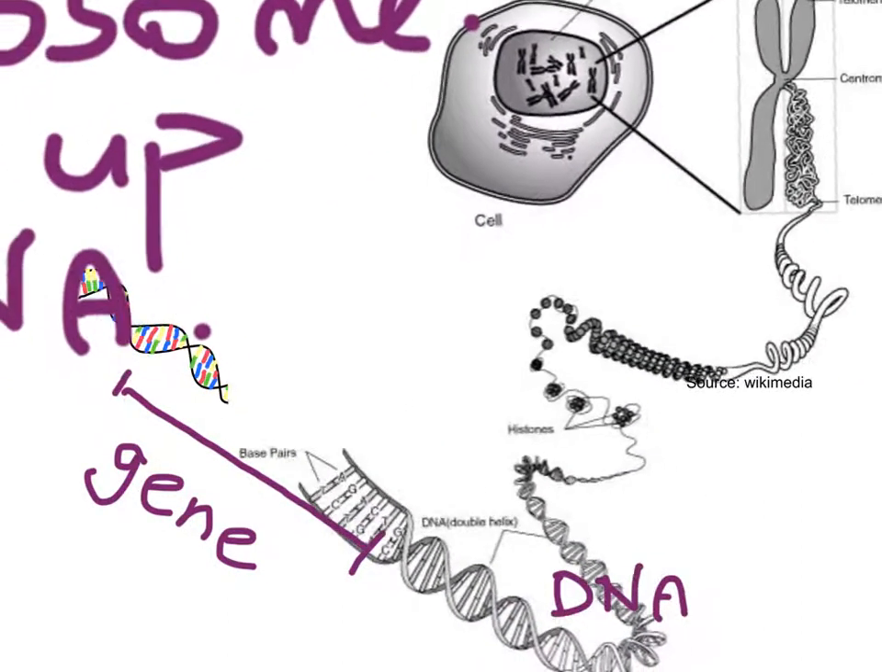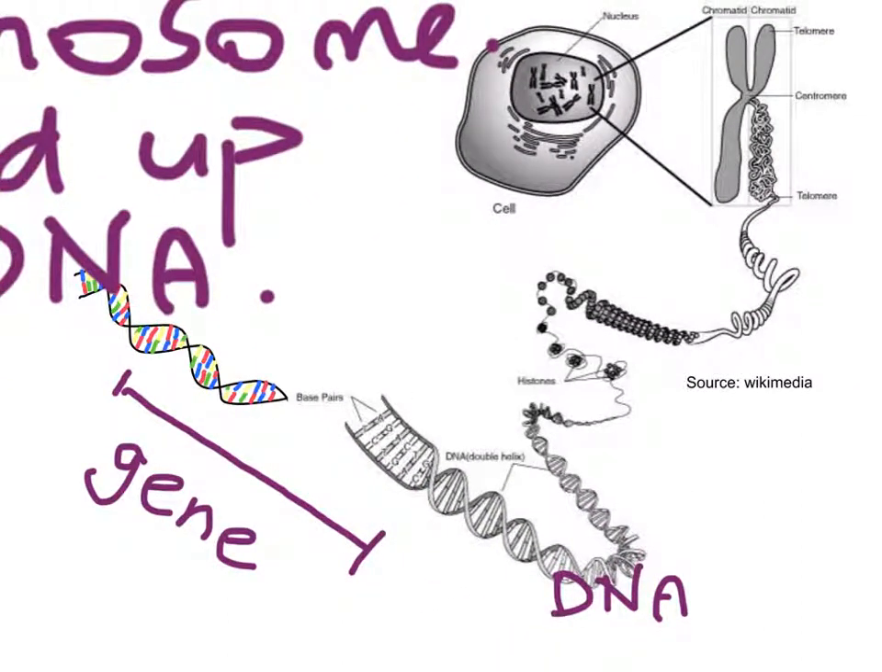So if I just zoom into here one more time, I could actually draw a little band across the chromosome here, and that would represent a gene. So this is a slightly confusing part, because genes can be represented, like we can see down here, as a section of DNA, but genes are also a section of the chromosome, because a chromosome is simply a coiled up bit of DNA.